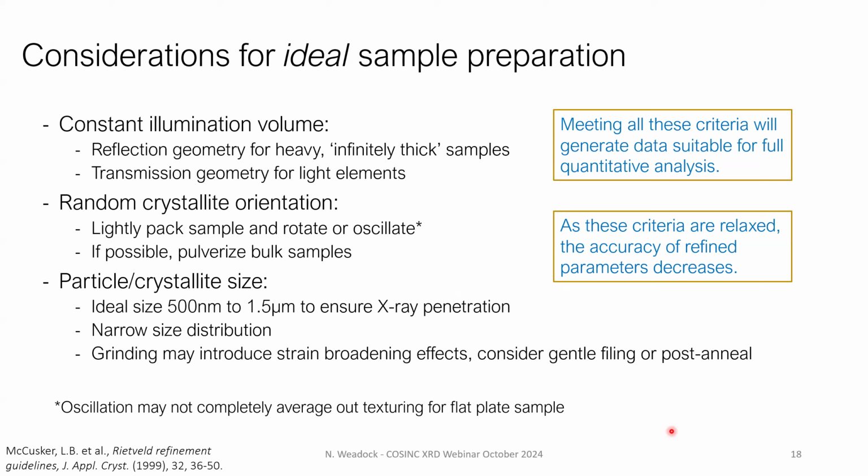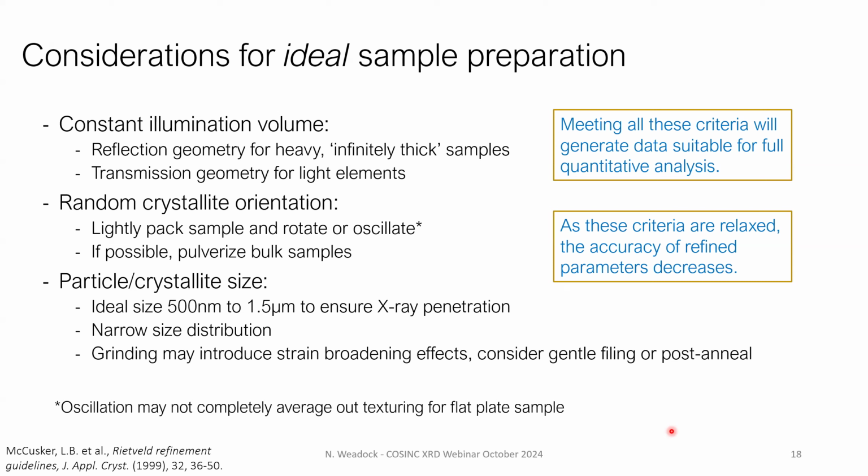You want a completely random crystallite orientation, and you can do that for a powder by lightly packing the sample so as not to introduce texturing, and additionally rotating or oscillating your sample to avoid any preferred orientation effects of the powder. And if you have a bulk or bulky sample, you'll want to pulverize it into a fine powder.